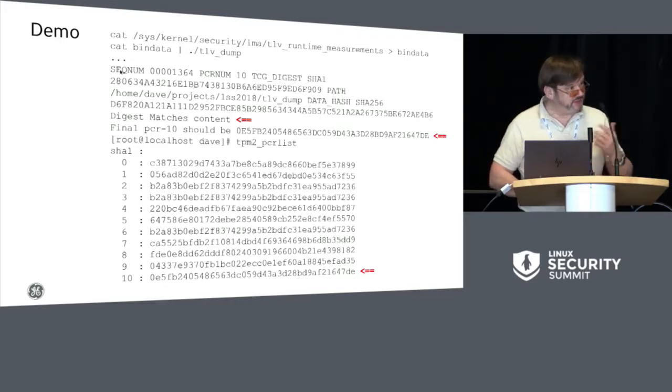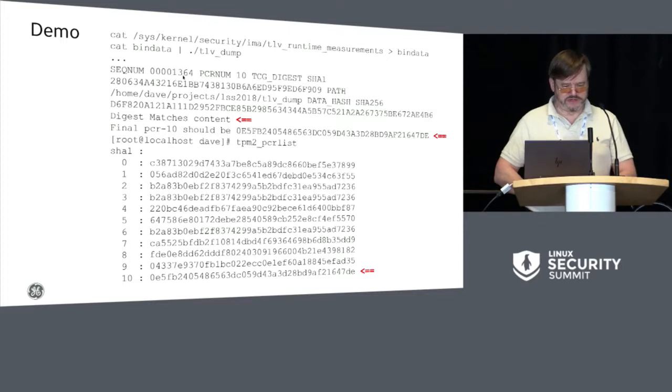And this is an ASCII dump of the binary, but what actually gets transported is a binary. So you have a sequence number. This was the 1364th entry. PCR number 10, TCG digest, which in this case is a SHA-1. There's the SHA-1, and that's the digest of the entire record.